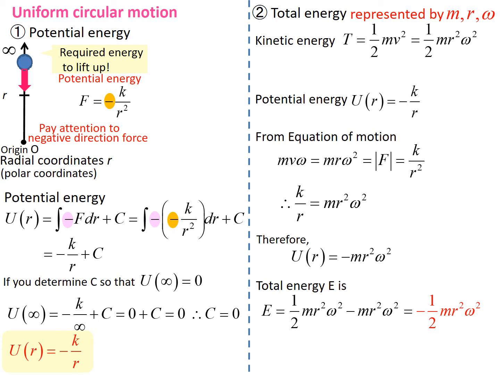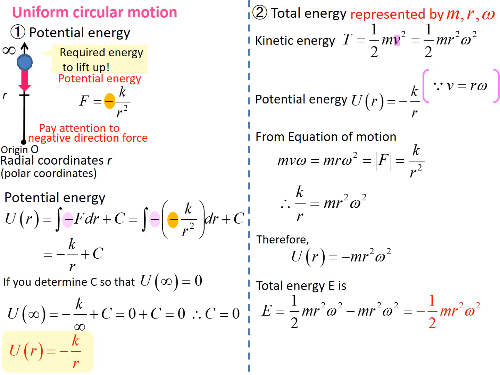Next, let's consider how to represent the total energy by m, r, and omega. Since the total energy consists of the sum of kinetic energy and potential energy, we should calculate each energy. Kinetic energy is often written as T, and is expressed as 1/2 mv². In the previous video, it is proven that v equals r omega, so substituting this results in 1/2 mr² omega². The potential energy U can be represented as -k/r, as shown in the previous problem.